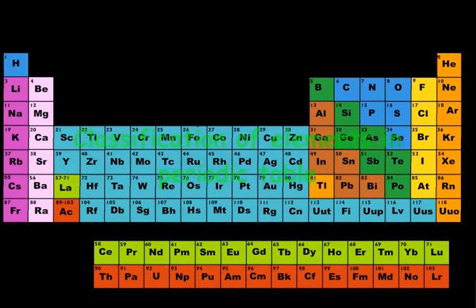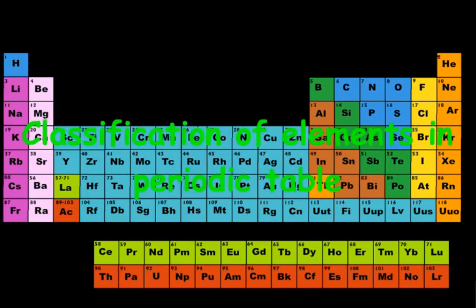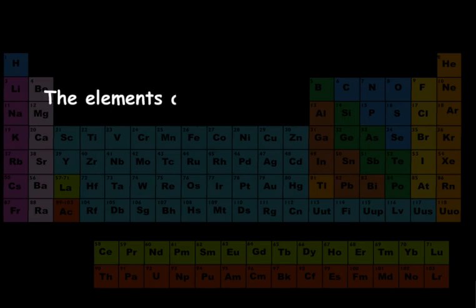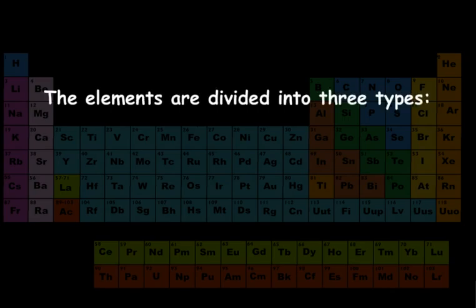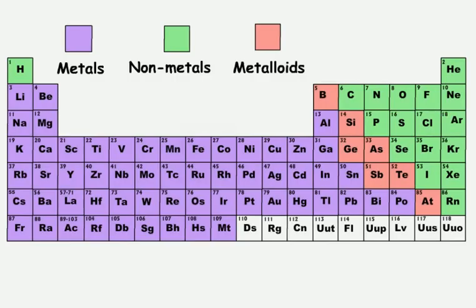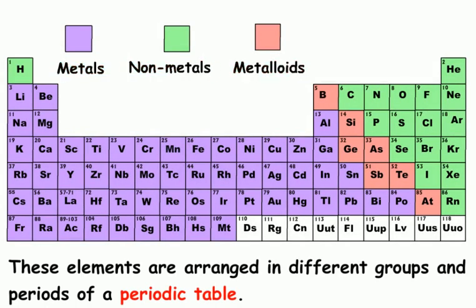Classification of elements in periodic table. Students, you have already learned that the elements are divided into three types: metals, non-metals, and metalloids. These elements are arranged in different groups and periods of a periodic table.